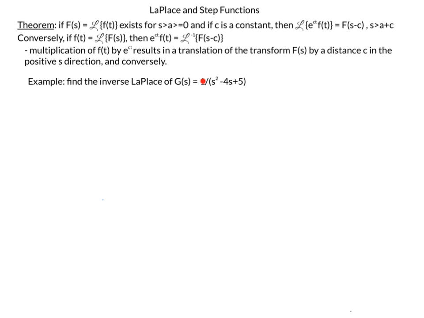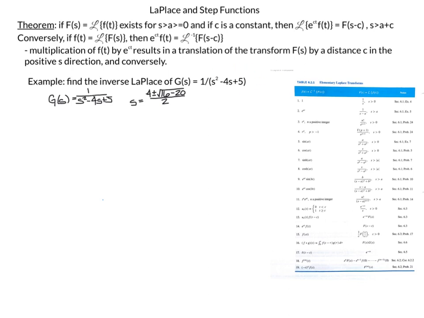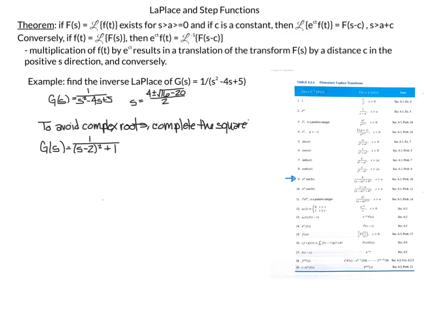G of s is equal to 1 over s squared minus 4s plus 5. Since there's nothing of the form s squared minus 4s plus 5 in our table, because we're looking at the inverse Laplace transforms, the first thing I'm going to do is try to factor this. But when I factor, I get complex roots, so I'm not going to do that. Instead, I'm going to complete the square. So I can write this as s minus 2 squared plus 1. And now I'm looking at the inverse transform of 1 over s minus 2 squared plus 1. I'm going to look over here at my table, and I do have a b and a b squared. That's just b equals 1.